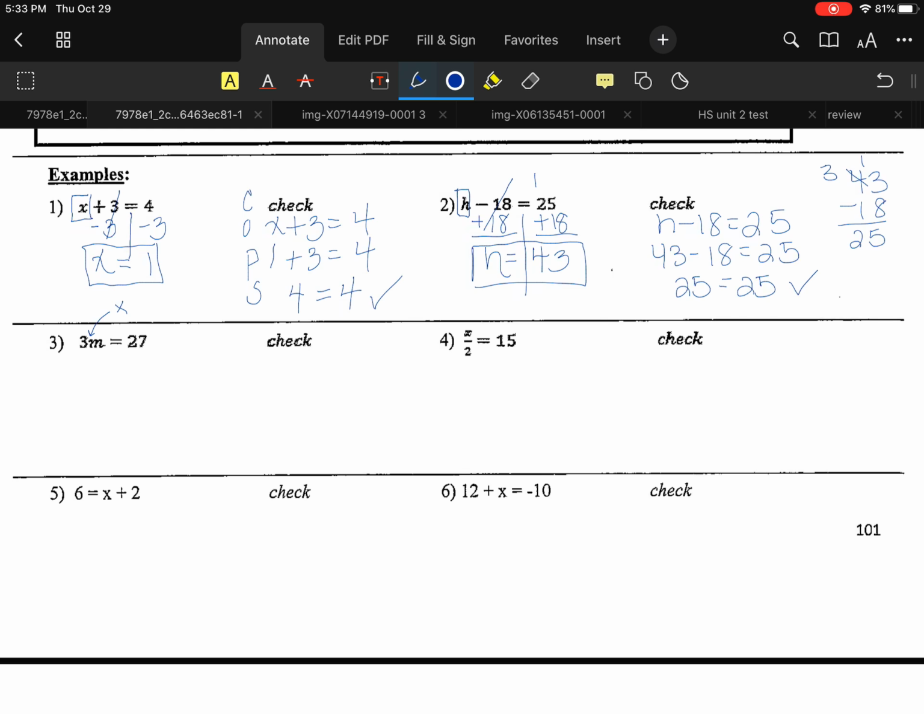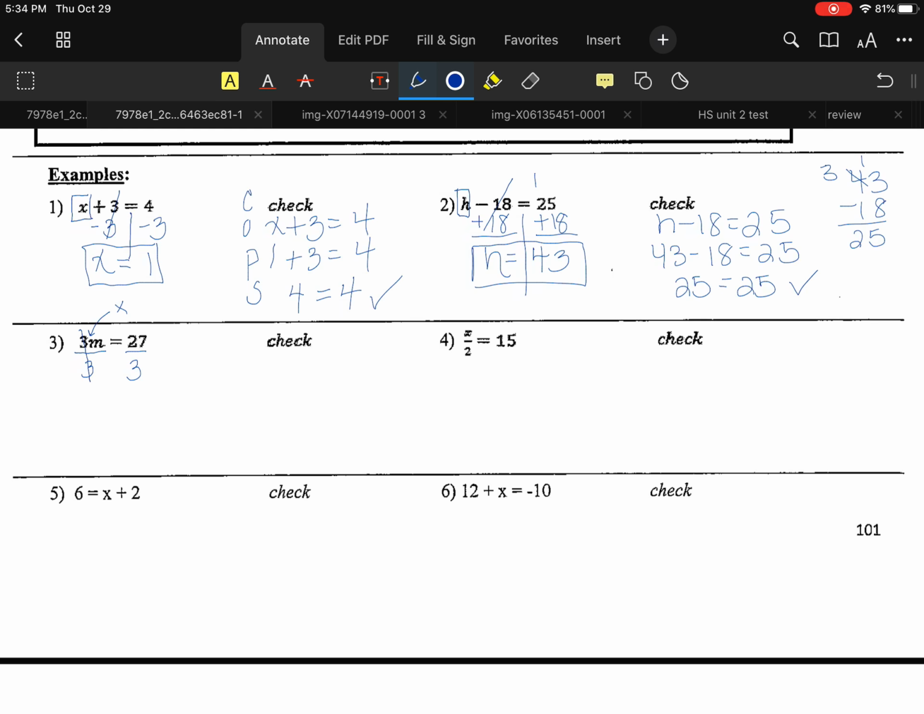Problem number 3, we learned in the last few units that no operation means multiplication. So this is 3 times m. The opposite of multiplying by 3 is to divide by 3. And we're going to show that division by putting a fraction bar, just like we did in the translating lesson. Whatever you do to one side, you have to do the other side of the equal sign. So whatever you do to the left, you have to do to the right.